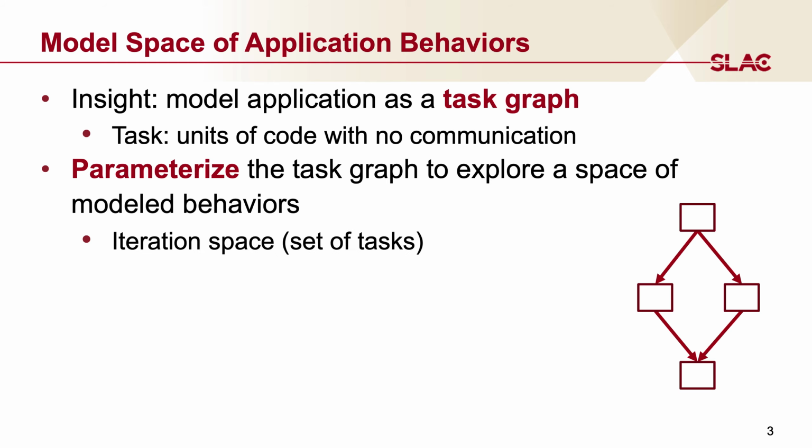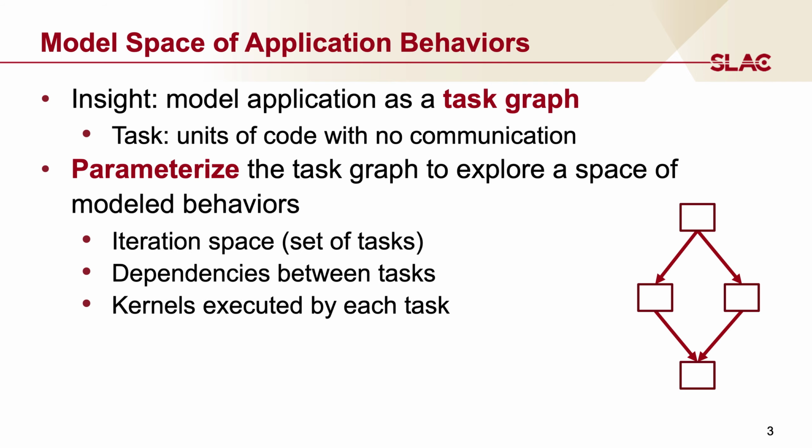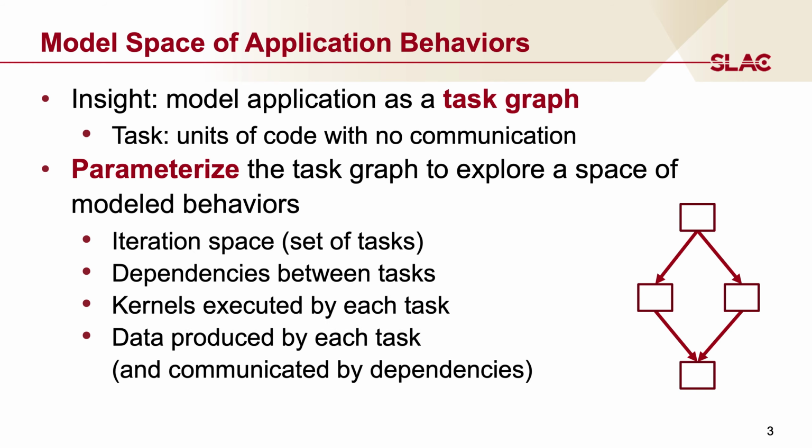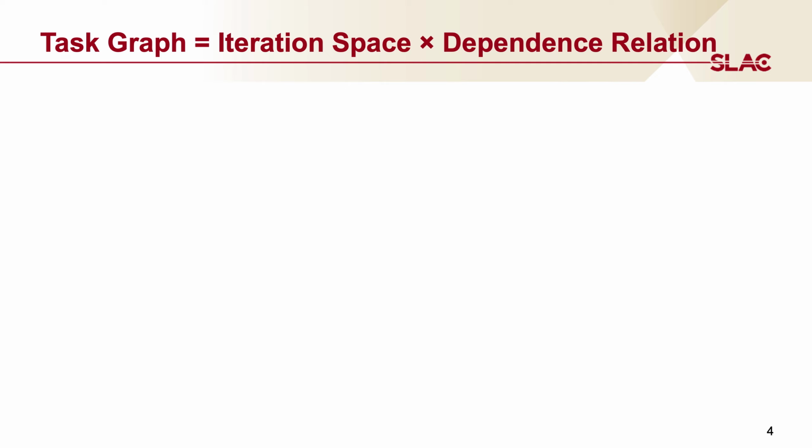And we can model different applications by parameterizing the task graph along a number of different dimensions. So for example, the iteration space, the set of tasks to be executed, the dependencies between tasks, the kernel executed by each task, and the data produced by each task, and therefore communicated by dependencies. And each of these dimensions gives us a way to model applications with different behaviors. Now let's look at some of the specific dimensions of that search space.